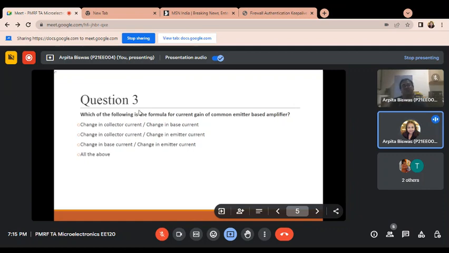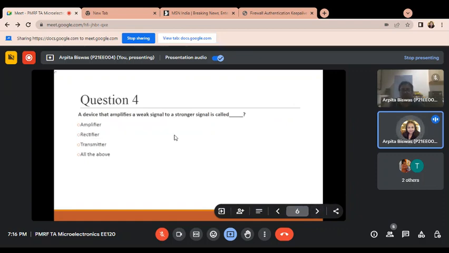I think we'll go to the next question. Yes, there's the collector current IC in a common emitter based amplifier. So the right answer is the change in the collector current and the change in the base current.